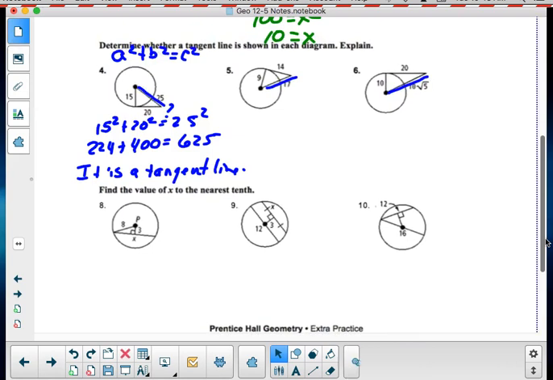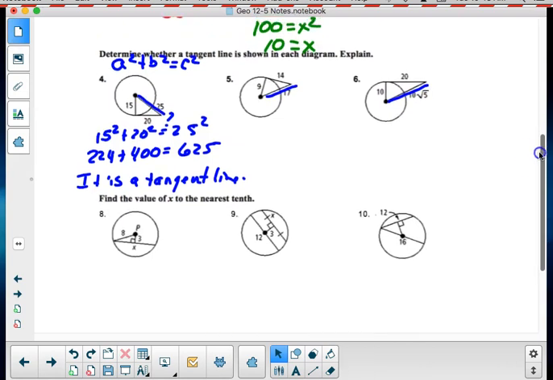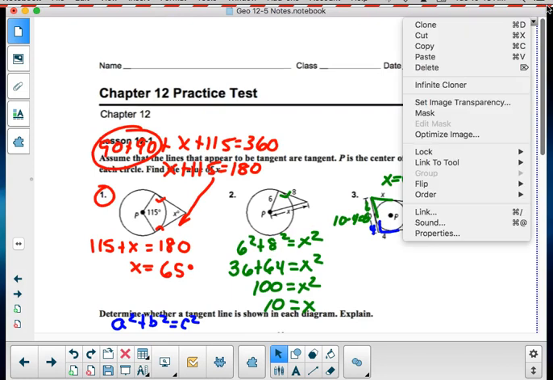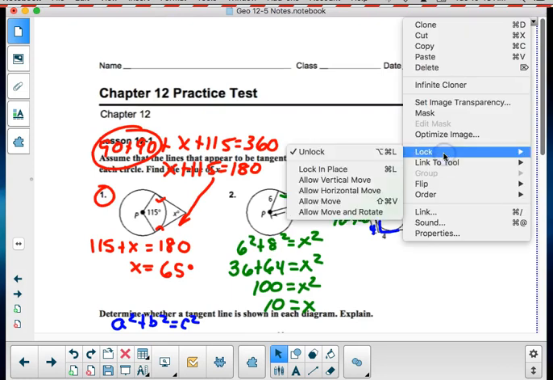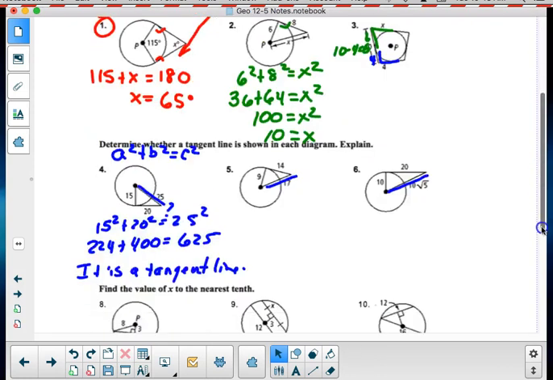Let's get that over there and get this locked in. We gotta lock that in. Lock. And we'll get that back.